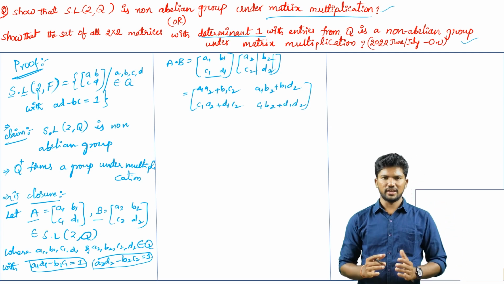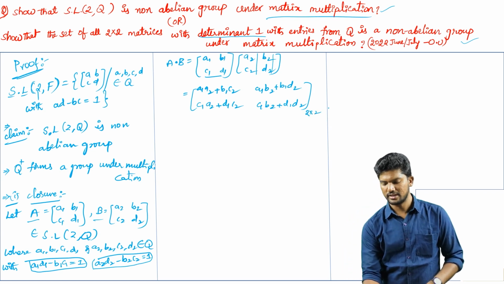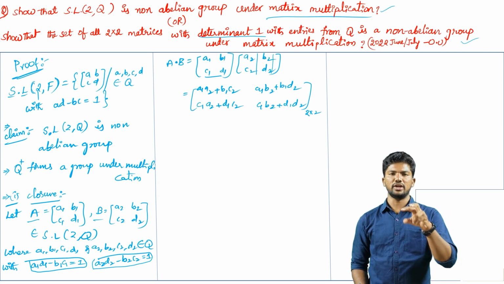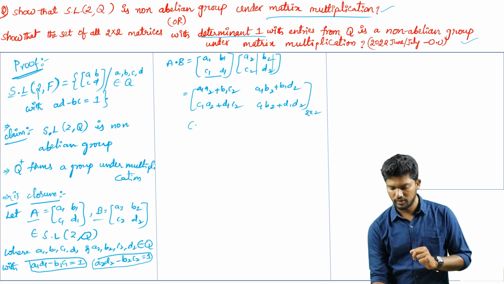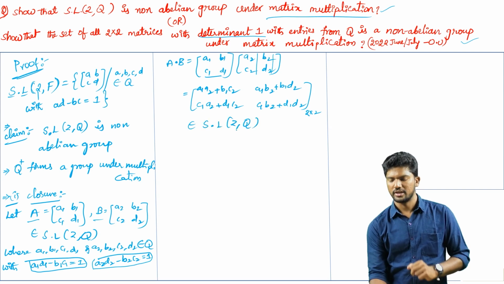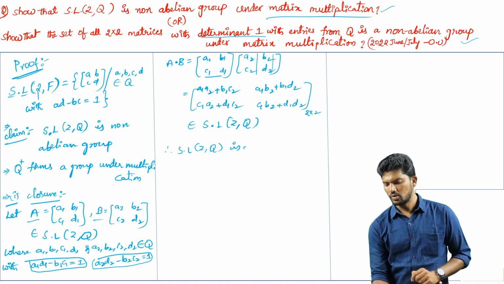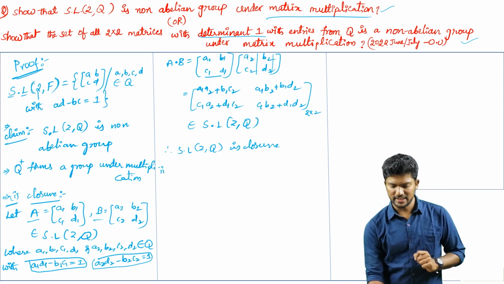If you observe carefully, the resultant matrix is also a 2 by 2 matrix. So therefore, if you multiply any 2 by 2 matrices, the resultant matrix is also a 2 by 2 matrix. So this matrix also belongs to the special linear group SL(2, Q). With this condition, we can say that SL(2, Q) satisfies closure. Now the second condition is associative.